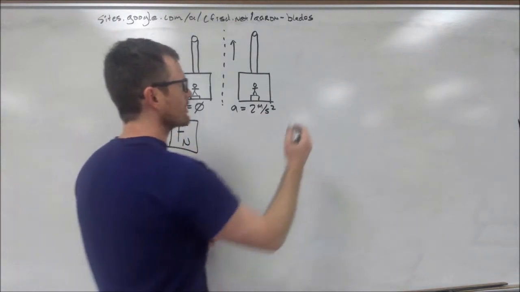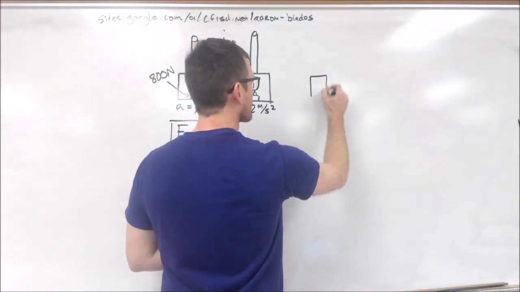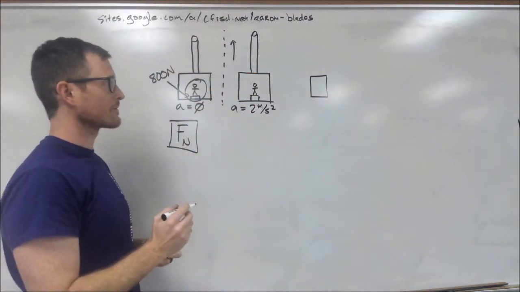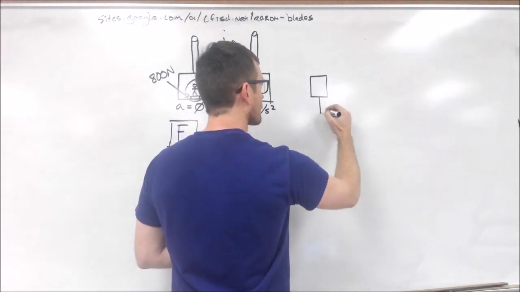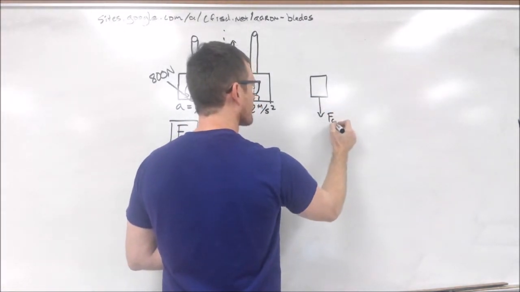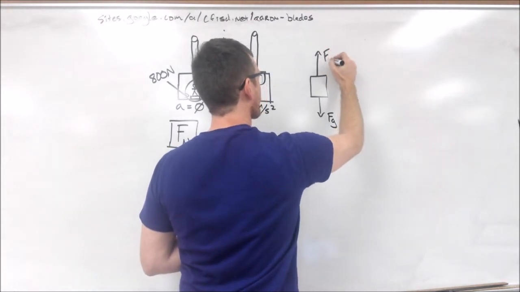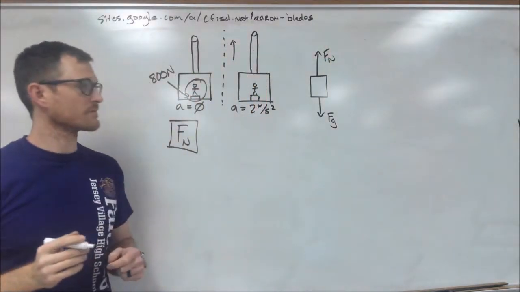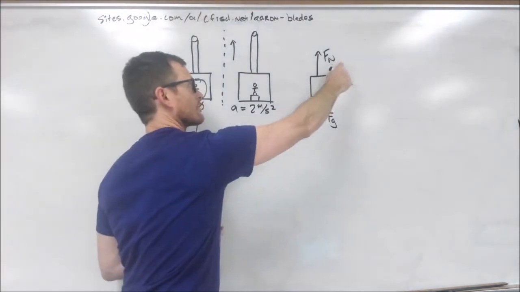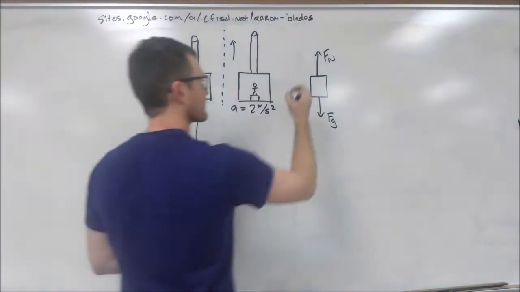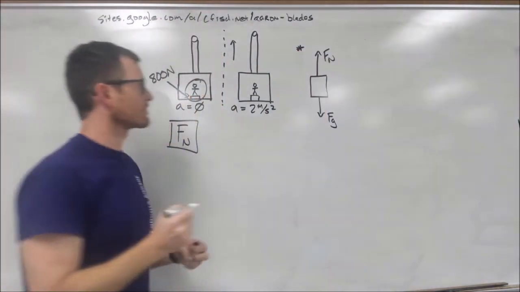Next, it asks us to draw the free body diagram for the person accelerating upward. Okay, so we have our box. Downward, we have our force of gravity, and upward, we have our normal force. This free body diagram is for the person inside the box, and that is all the force they are experiencing. No tension, no nothing else except gravity and the normal force.